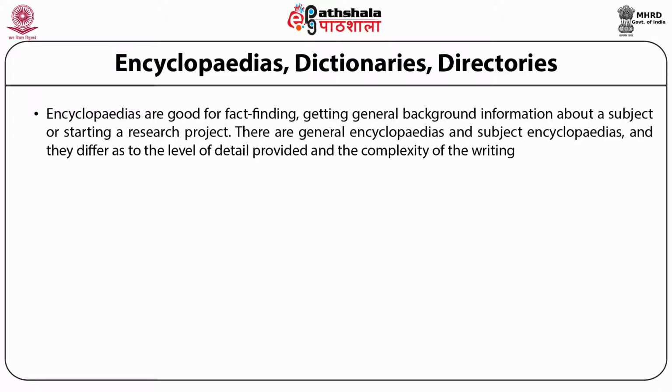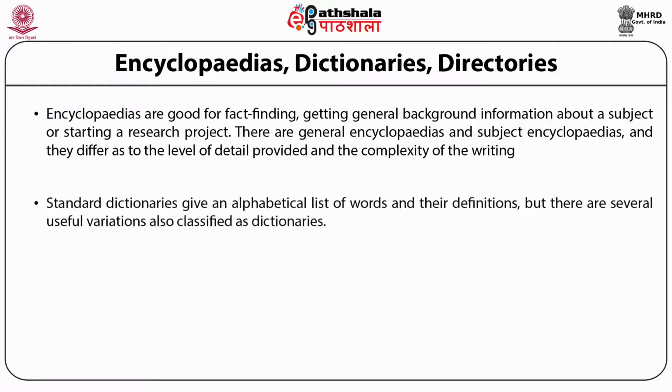The second category, that is dictionaries. Standard dictionaries give an alphabetical list of words and their definitions, but there are several useful variations also classified as dictionaries. It has to be remembered that the dictionaries are different from thesaurus or thesauri, which contain synonyms and antonyms, that is, the opposites, but usually do not define the words. Example of an online dictionary is Merriam-Webster Dictionary, which is a general dictionary. And another example is a dictionary of physics, which is a subject dictionary.